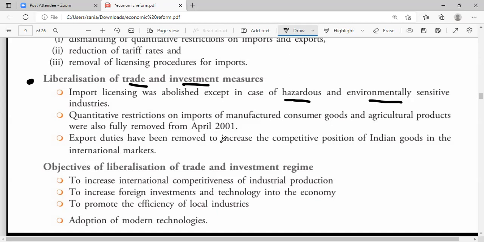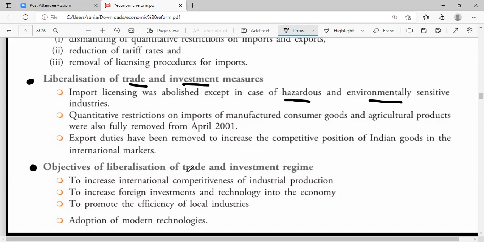Next, export duties have been removed to increase the competitive position of Indian goods in international markets. For example, if you want to sell something, you have to pay some tax. That was also removed so that you can easily compete and sell your product outside India.